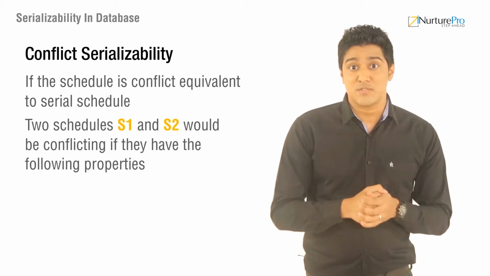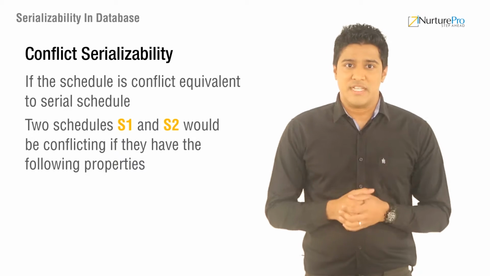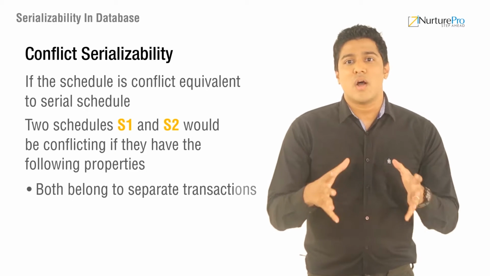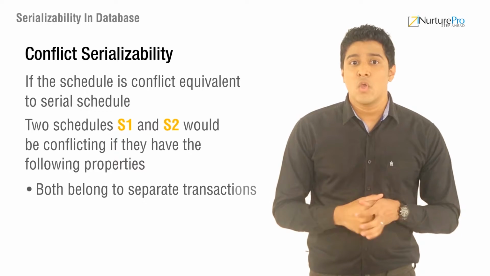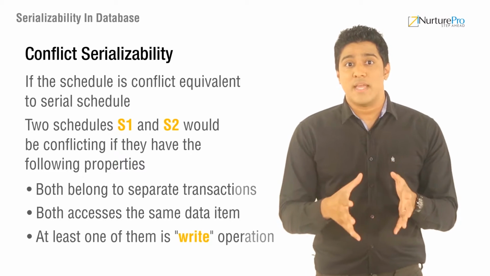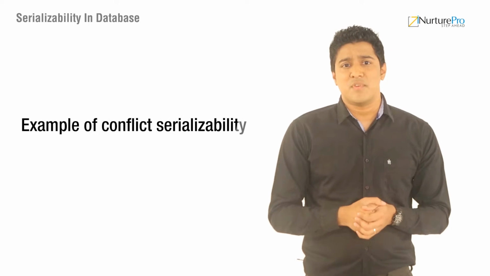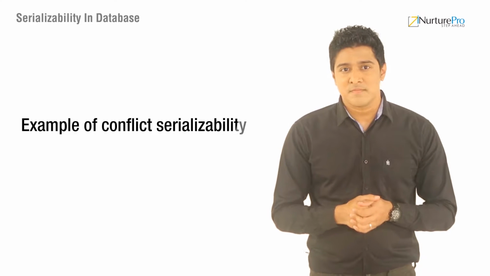Two operations in schedules would be conflicting if they have the following properties. Both belong to separate transactions. Both access the same data item. At least one of them is a write operation. Now let us take an example for conflict serializability.